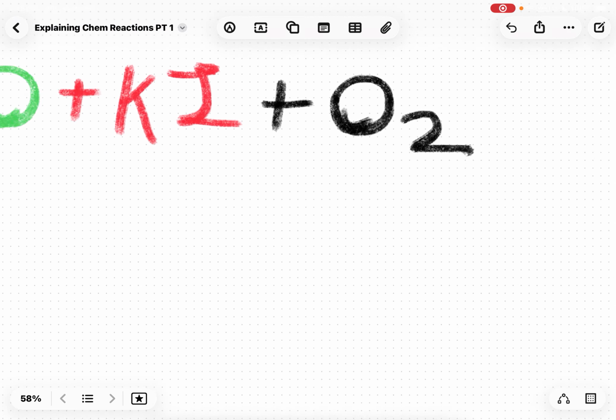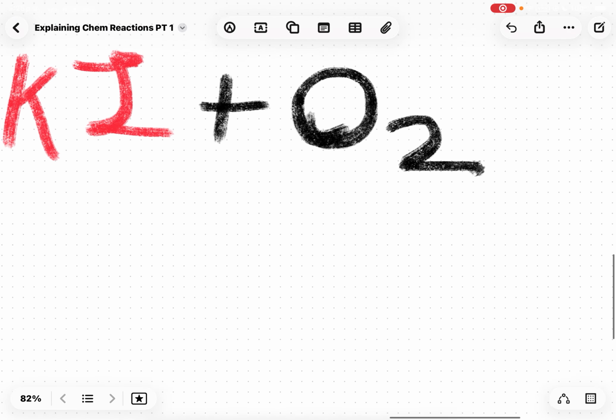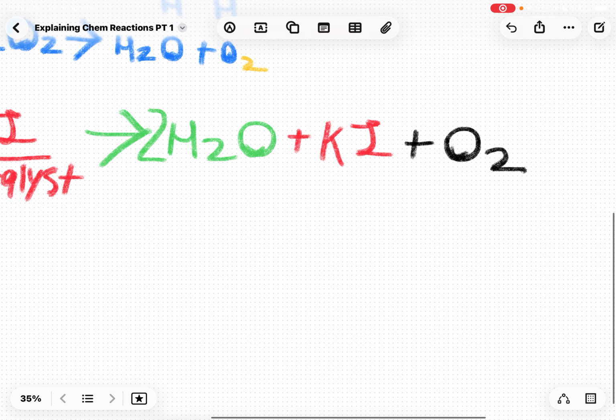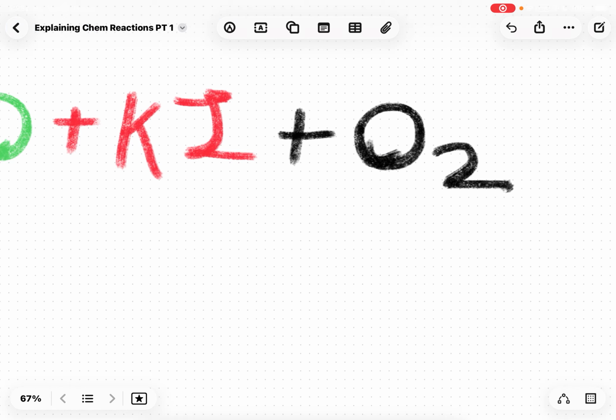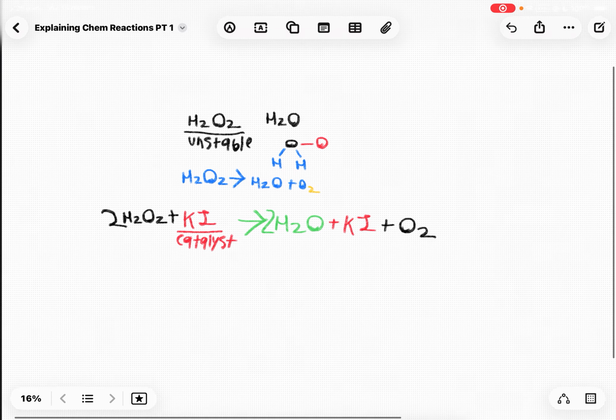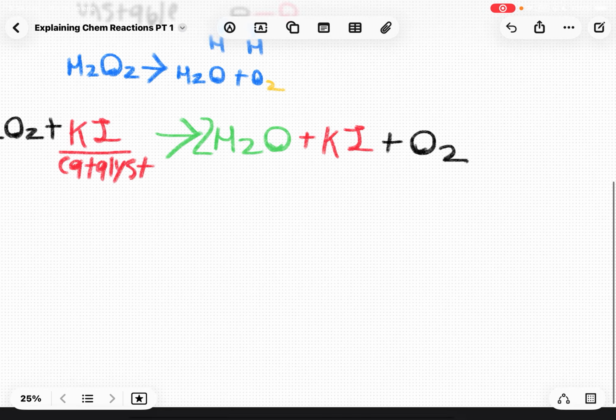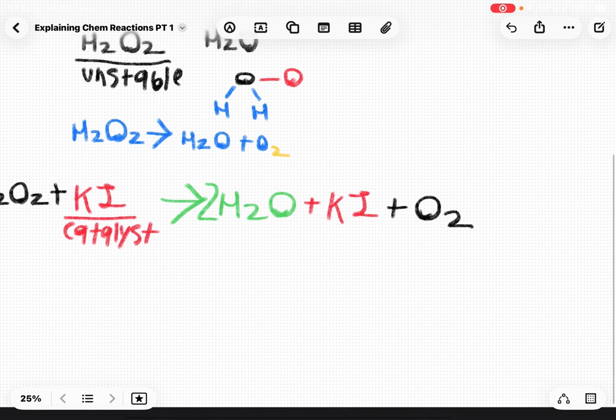So diatomic oxygen is more stable than a simple atom of oxygen. It can happen, but it usually doesn't. And in this reaction, it does not happen. So that's it. I guess it's not that hard.